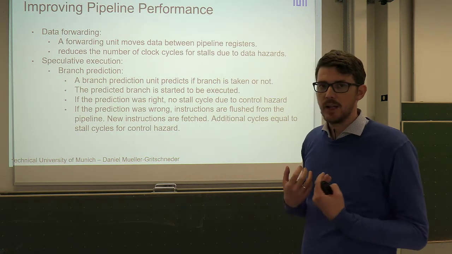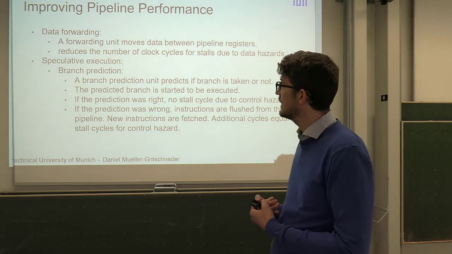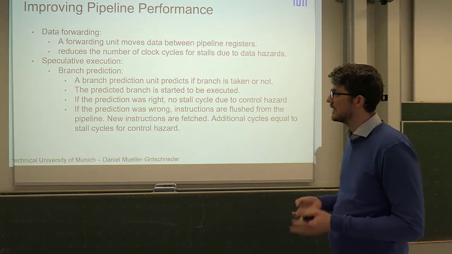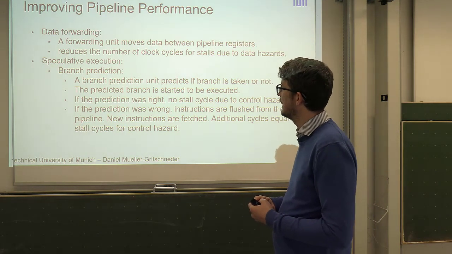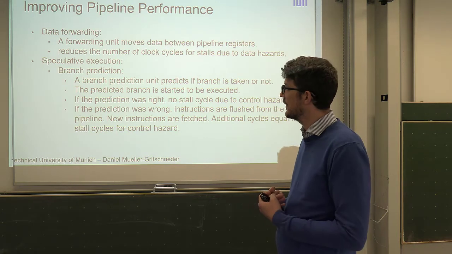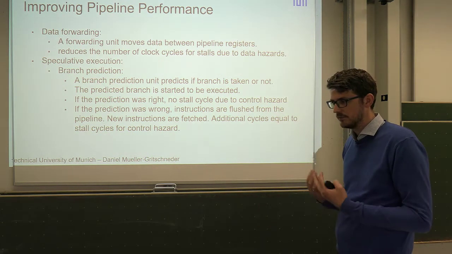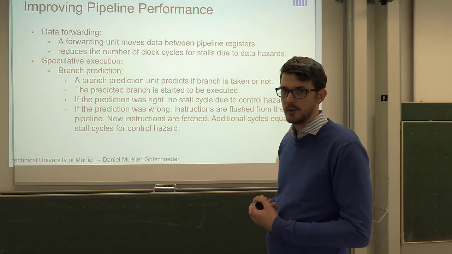Okay, now how can we go on and improve the performance? What we have already seen against data hazards is that we can use data forwarding and the forwarding paths. This just removes these stall cycles, and this gives you a higher performance because you have fewer waiting cycles in your execution, right?